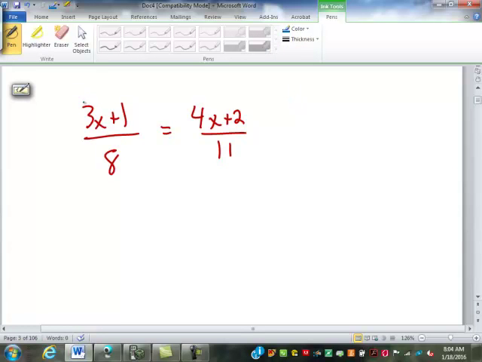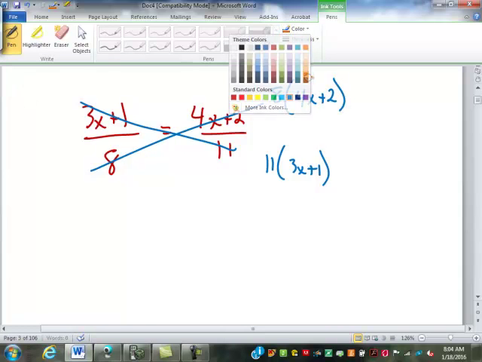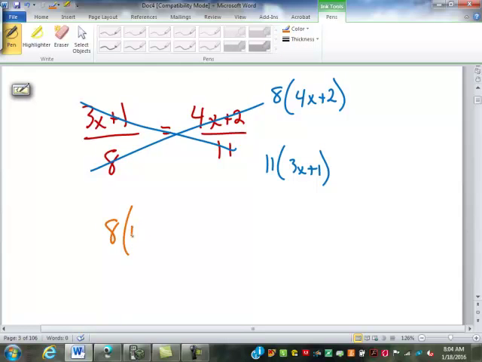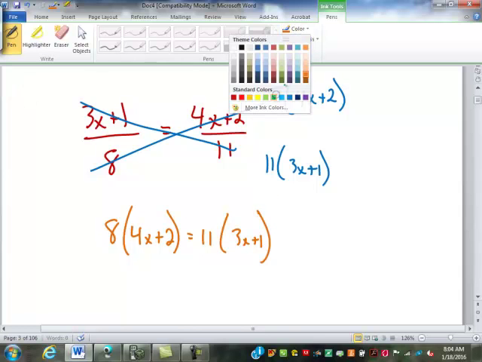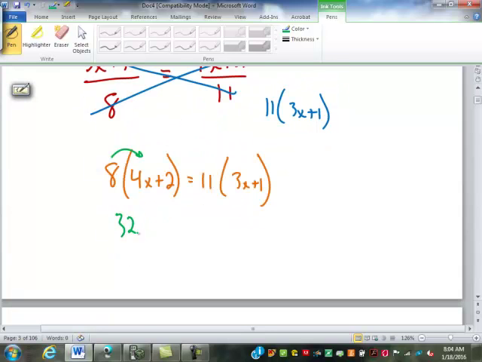Perfect. We just have to cross multiply. 3x plus 1 times 11 is 11 times 3x plus 1. 8 times 4x plus 2. And we have to set them equal. It doesn't matter really which one we put first. Eight times 4x, 32x. 8 times 2, 16. That has to equal 11 times 3x, 33x, and 11 times 1.